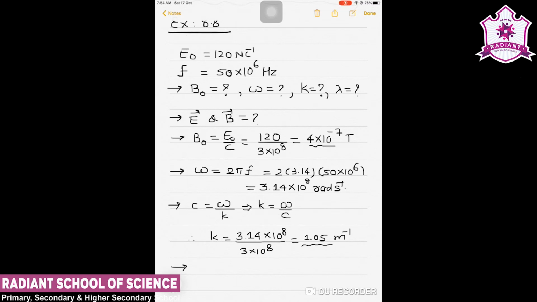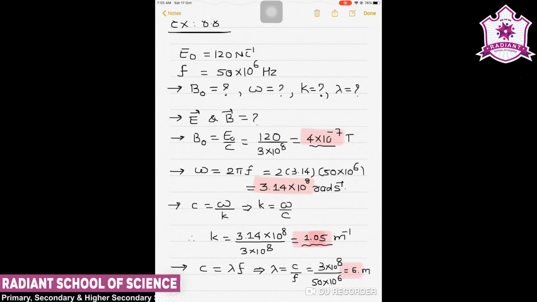Now we have also c equals lambda f. So lambda equals c over f. c is 3 into 10 raised to 8. f is 50 into 10 raised to 6. So ultimately lambda comes out to be 6 meter. So all these values that they have asked, we have first found B0, then we have obtained omega, then we have obtained k, then we have obtained lambda.